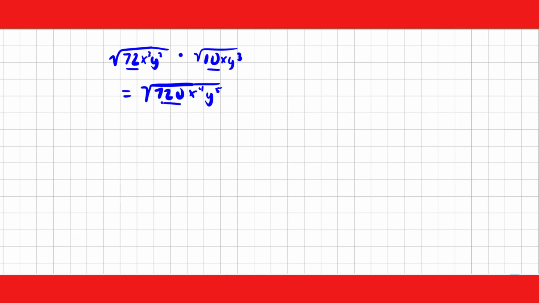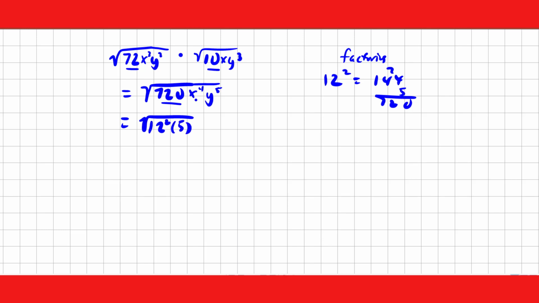Now, I can think of this as how can I get perfect squares out of this? And I can do that by factoring, right? So that's one of the methods I can use in factoring. If I have 12 squared, that's 144. Now, 144 times 5 is going to get me 720. So I can think about that as the square root of 12 squared times 5.